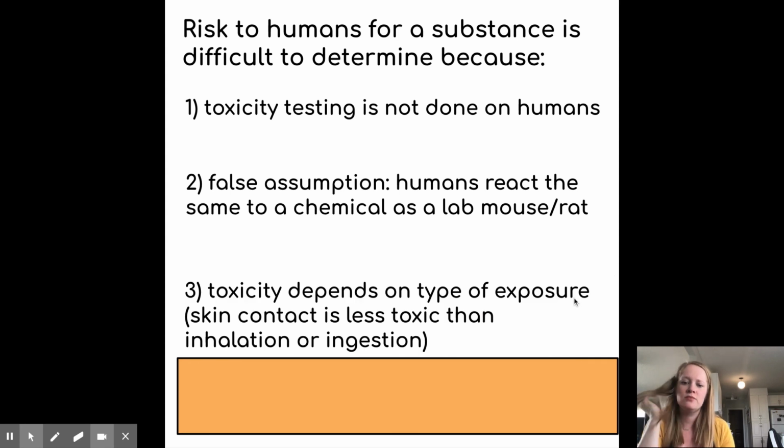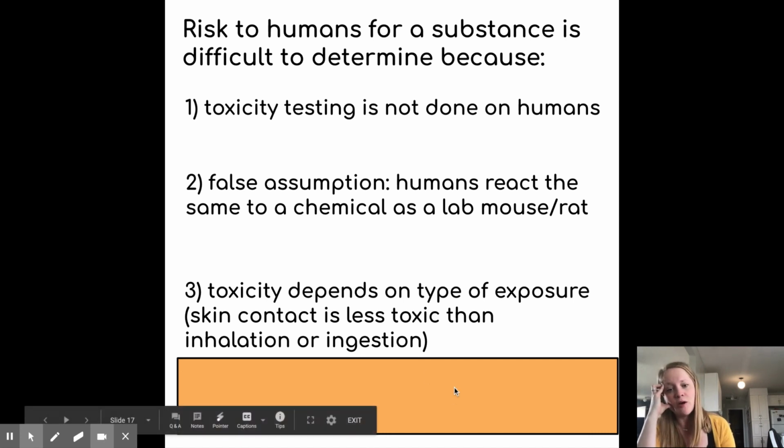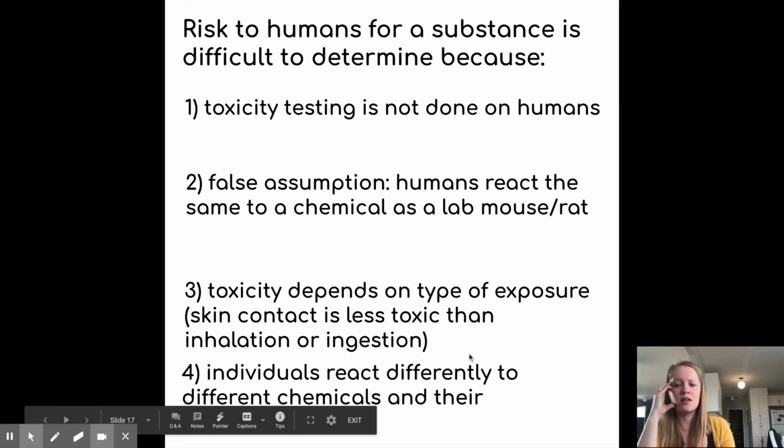Number 3, toxicity depends on exposure. Skin contact is usually less toxic than inhalation or ingestion. So eating something versus just touching it can be a different type of symptom and how powerful it ends up being for a person. And the last one is that every individual reacts differently to chemicals. Okay, we can't say it's a blanket for all humans.